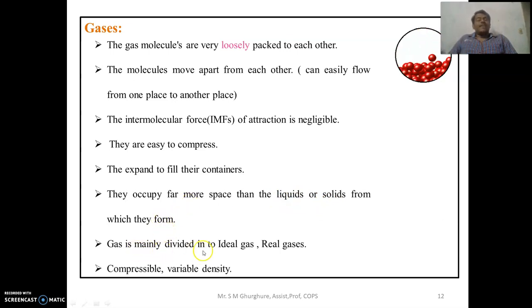Gas is mainly divided into two types, real gas as well as ideal gas. Gas is easily compressible with its variable density of the gaseous molecules.